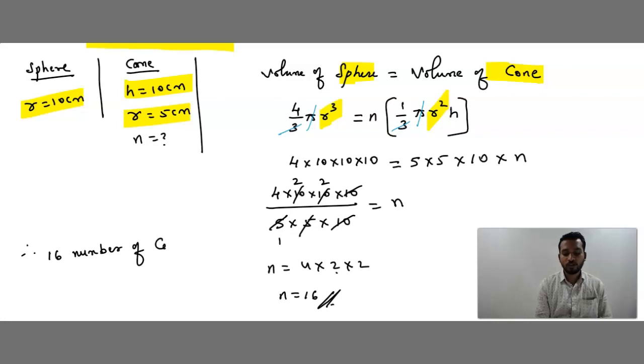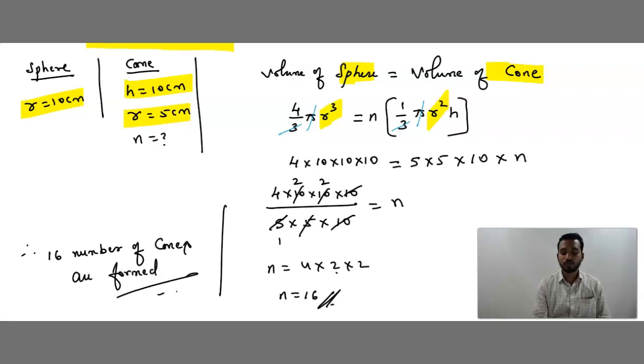16 cones are formed. We are going to form 16 cones. Got it? Thank you.